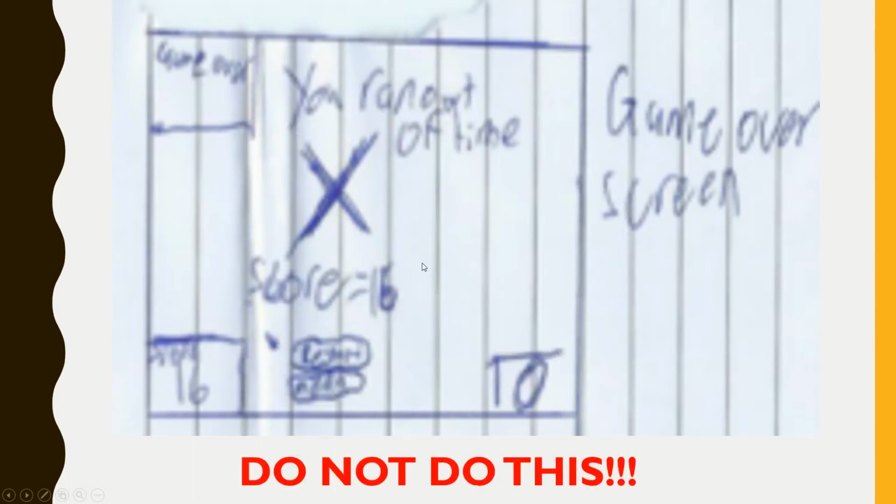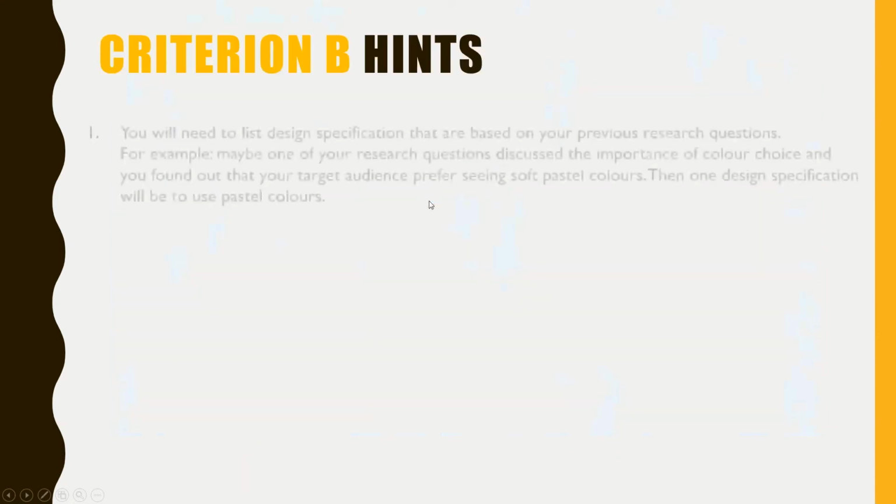This is an example of a bad one. So please don't do this. If you just run like that, you're not going to get the grades that you're expecting. Design Criterion B.